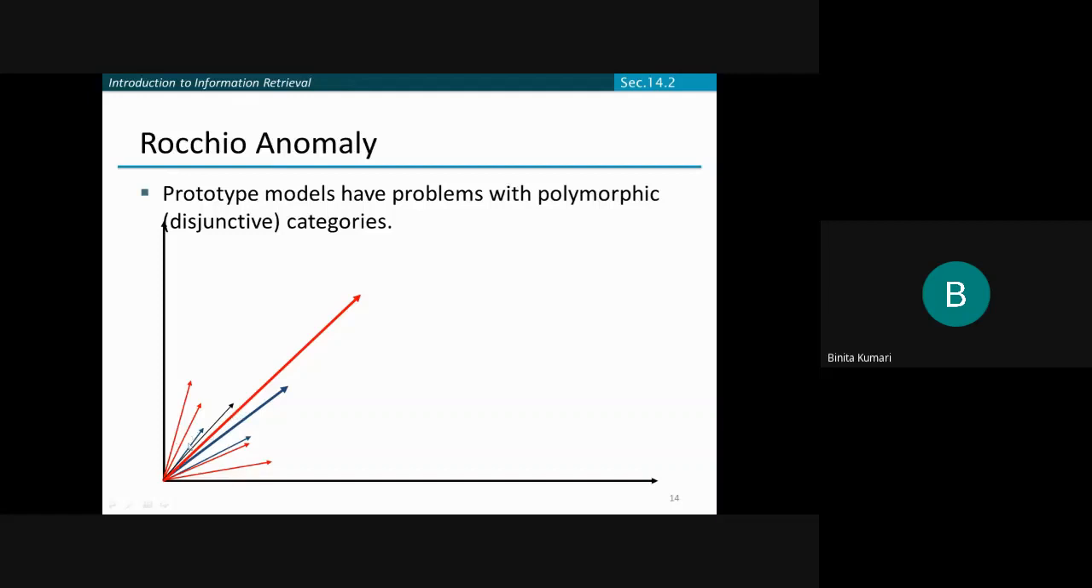But here the scenario says that it is more close to the blue class. So these types of situations are very complicated, and these types of situations Rocchio algorithm cannot solve, or you cannot guarantee that whatever solution you are getting will remain consistent.